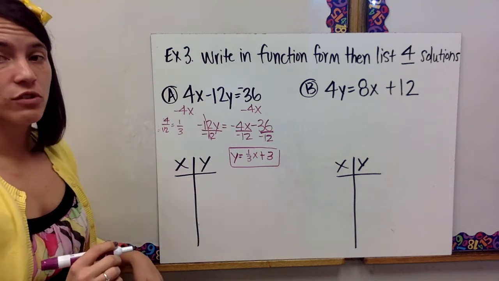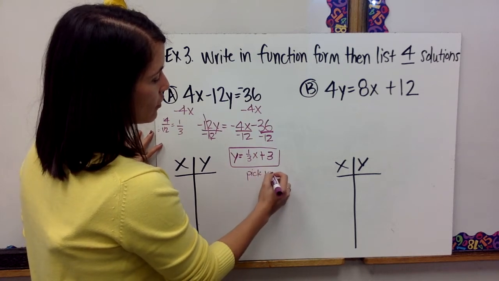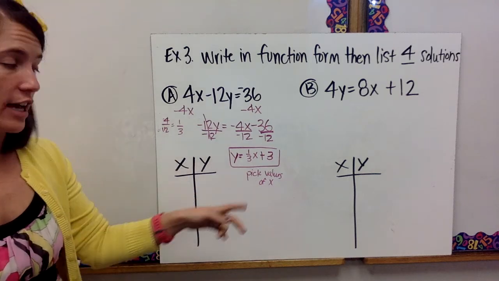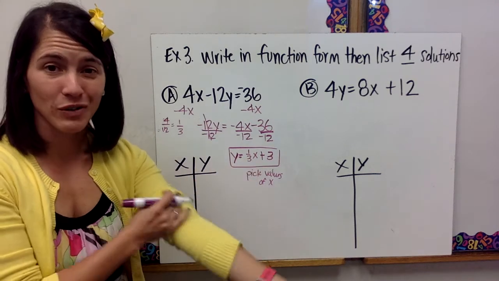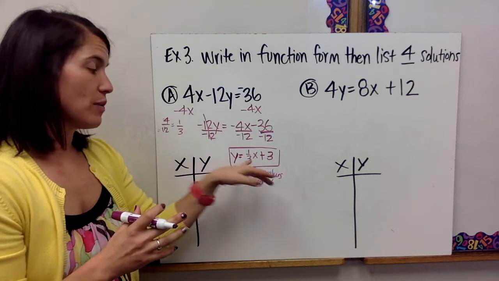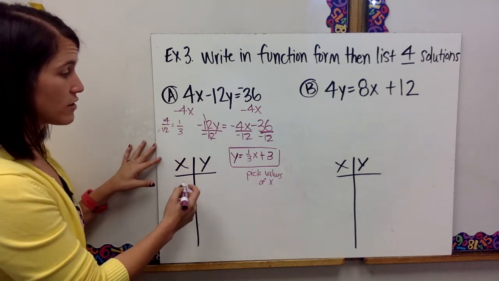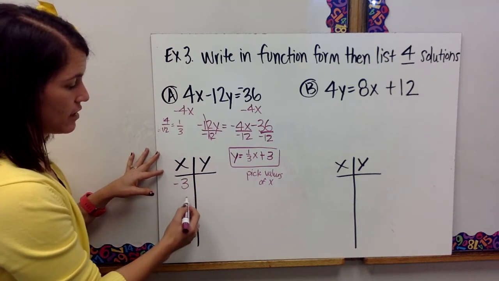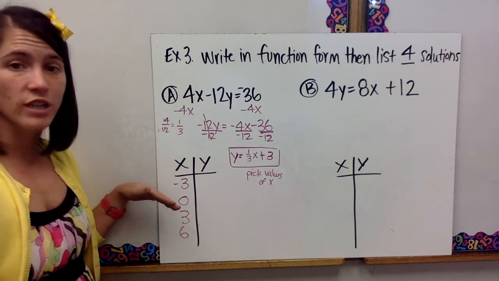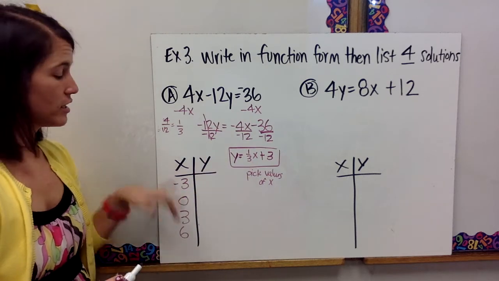And I want to find 4 solutions. The way you find a solution is you pick values for x. Now notice my x, that's my input, remember? That's the number I'm inputting into my function. That number is going to be multiplied by 1/3. So it's best to use multiples of 3. So I would suggest negative 3, 0, 3, and 6. If you used 1 and 2, you're just going to come out with a fraction, and let's not do that. Let's just use integers.